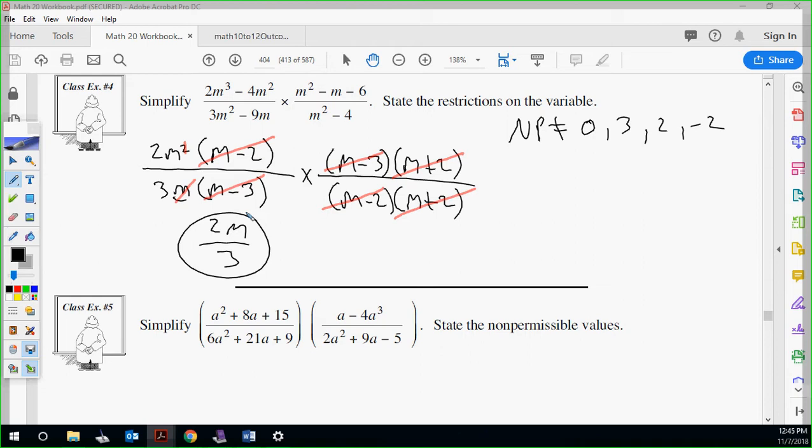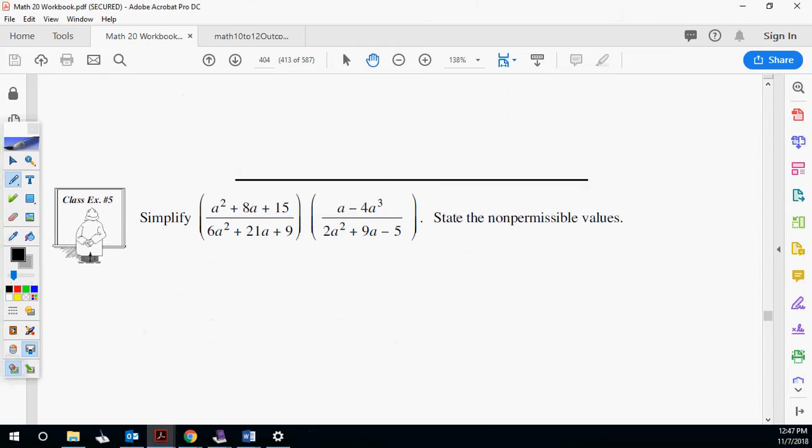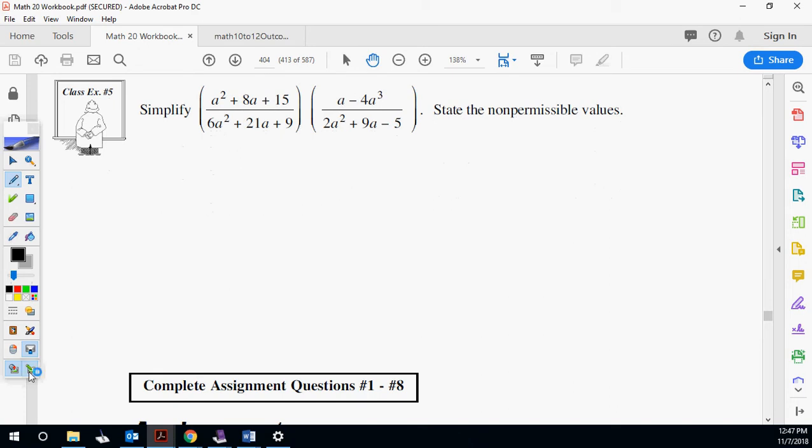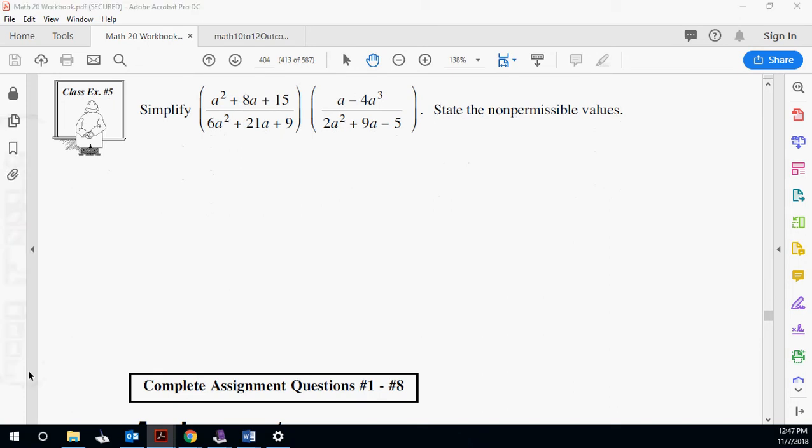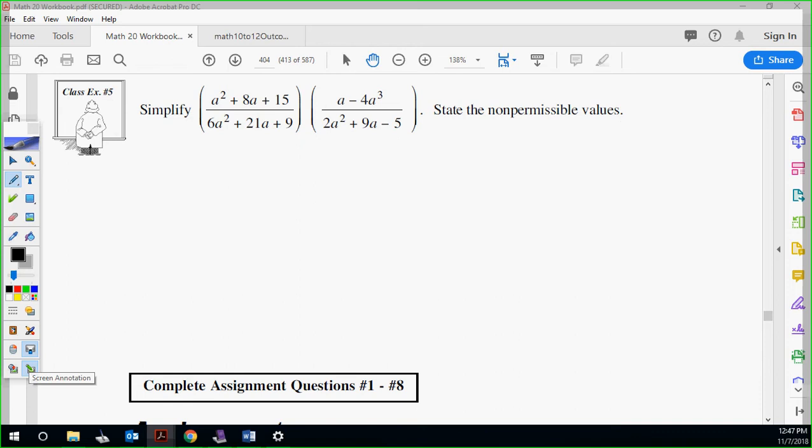All right, one more. Any questions? All right, let's look at this last one. Gets a little bit messy, but we'll be all right. Okay, so right when I see all this stuff, I'm just like, all right, I need to factor it. So that's what I'm going to do first.